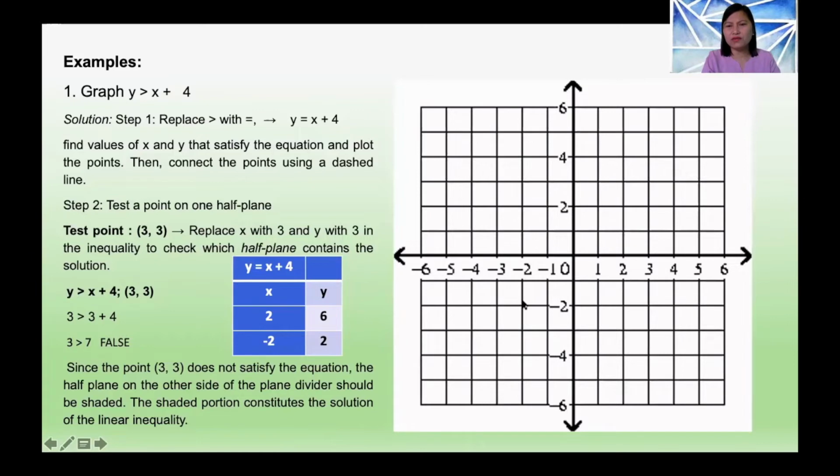So we now have our coordinate plane. We plot 2, 6, then negative 2, 2. Again, we connect the 2 points using a dashed line because of this symbol, meaning our boundary line is not included in the solution set.